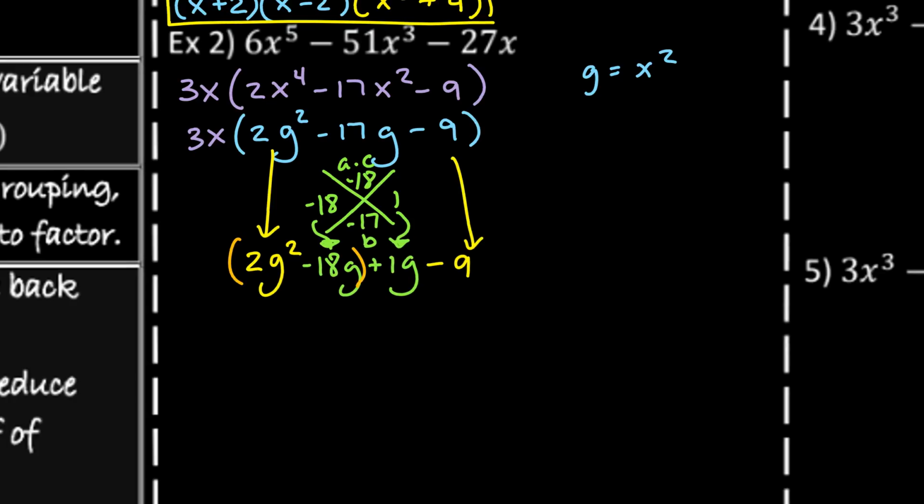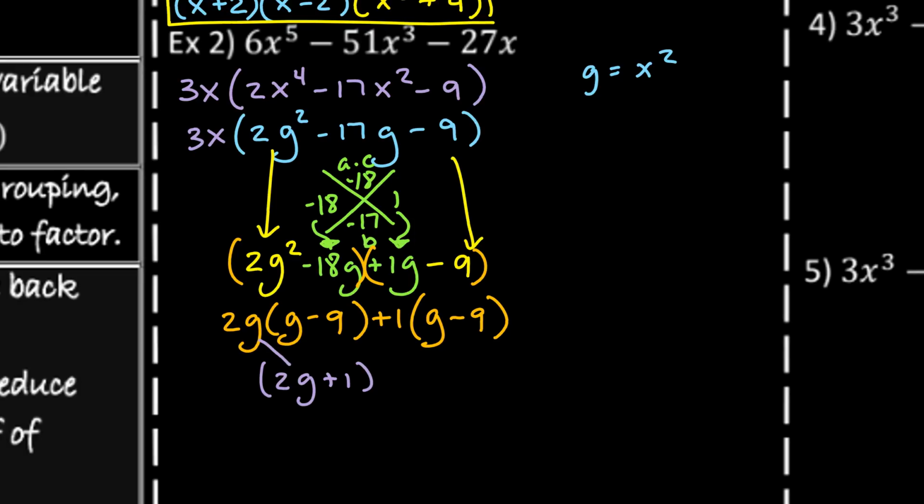Put parentheses around the first 2 and parentheses around the second 2. What GCF can I pull out of the first 2? 2g. And I'm left with? And what can I pull out of the second 2? 1. And I'm left with? So my first factor is what? 2g plus 1. And my second factor is? G minus 9. And don't forget about that 3x that we pulled out in the very beginning.